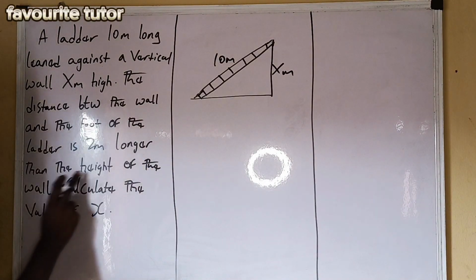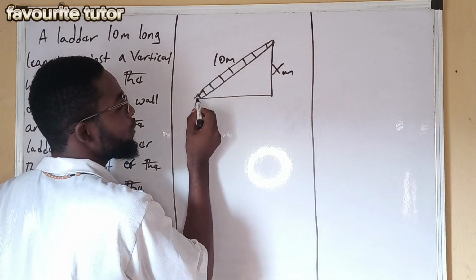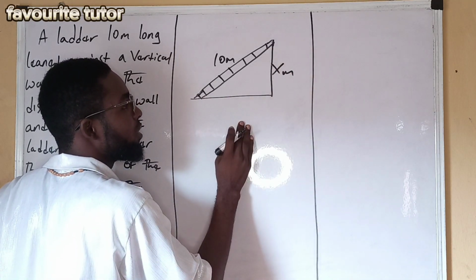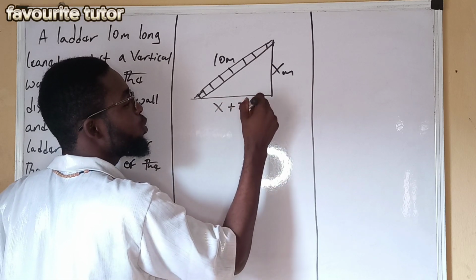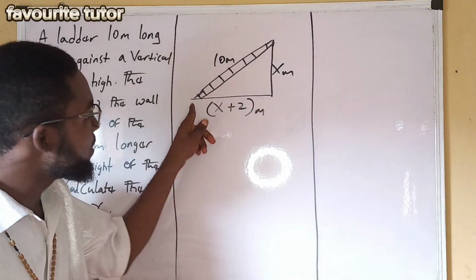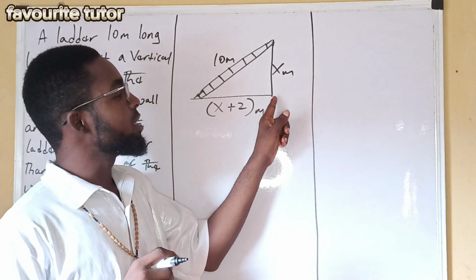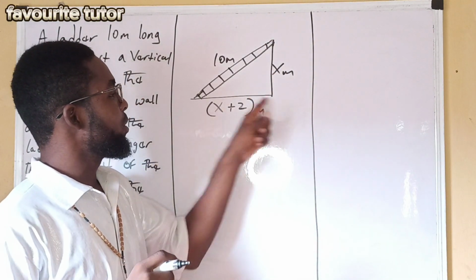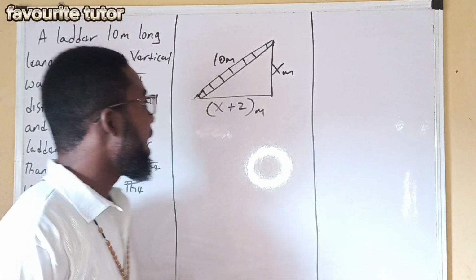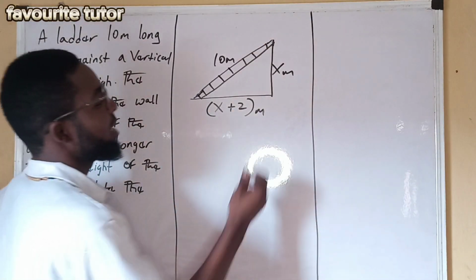Now we're told that the distance between the wall and the foot of the ladder is 2 meters longer than the height of the wall. So this is x plus 2 in bracket meters. That means if we have the height of the wall, add 2 to it, we have the distance between the foot of the ladder and the wall. And right here, we are looking for x.